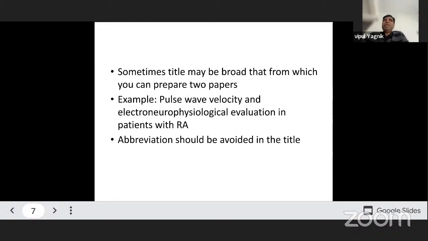And make sure that abbreviations are not used in the title. You cannot write CRP in the title; you should write C-reactive protein. If you are using the Apache-2 scoring system, you have to write the full form of the Apache-2 scoring system rather than using an abbreviation.